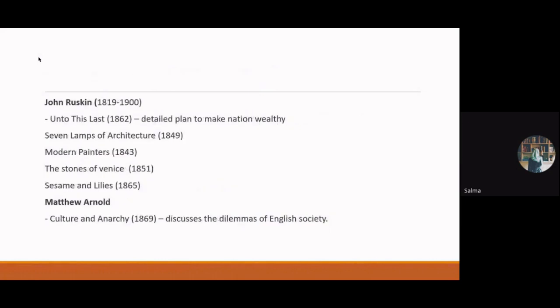Then moving to John Ruskin, Unto This Last, and this work influenced Mahatma Gandhi a lot. He was making a detailed plan to make the nation wealthy. And he was talking about it in The Seven Lamps of Architecture. He was talking about Romanesque architecture and Modern Painters. He was giving references to the Pre-Raphaelite Brotherhood, then The Stones of Venice, okay, and Sesame and Lilies. In Sesame and Lilies, we have 3 parts. One is Of Queens' Gardens, another is Of Kings' Treasuries, and the third is The Mystery of Life and Its Arts. Okay, Sesame and Lilies is divided into 3 sections.